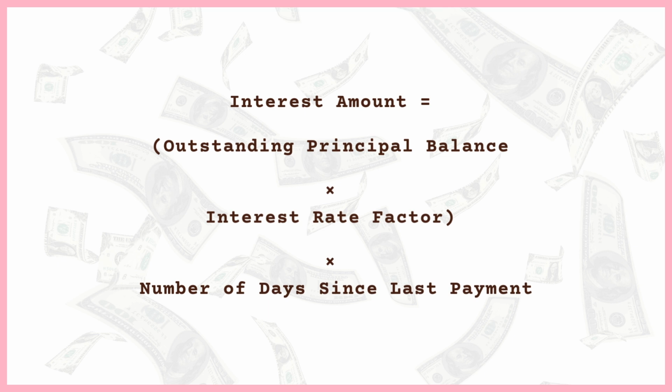So the definition of the calculation is: interest is calculated as a percentage of the unpaid principal amount, and the amount of interest that accrues month to month is based actually on a daily interest formula. This is where it gets tricky. So let me break it down for you. Here's the formula visually. The interest amount on a student loan equals the outstanding principal balance times the interest rate factor times the number of days since the last payment.